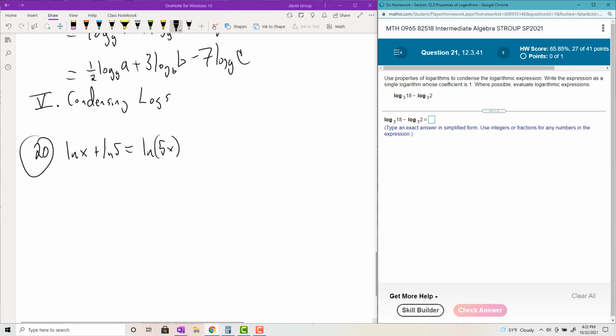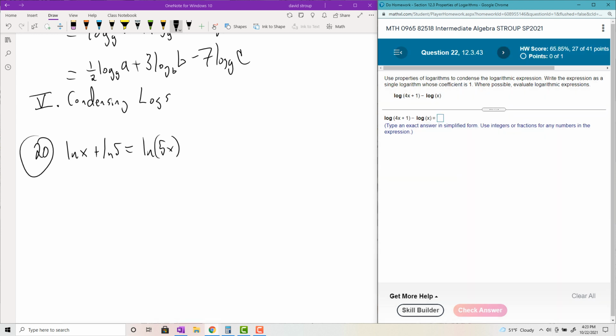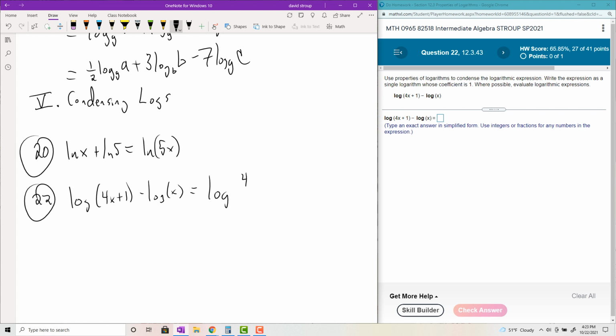Let's skip this one. So this is 22. We got log of 4x plus 1 minus log of x. You just use quotient rule, right? That's log of 4x plus 1 all over x. If you don't mind, I'm not going to type that in.